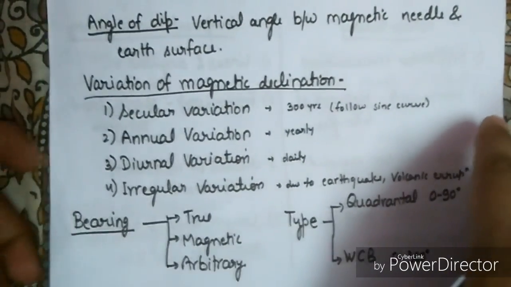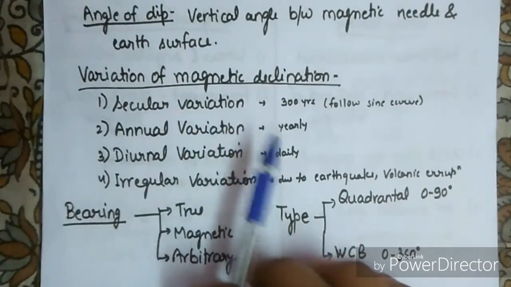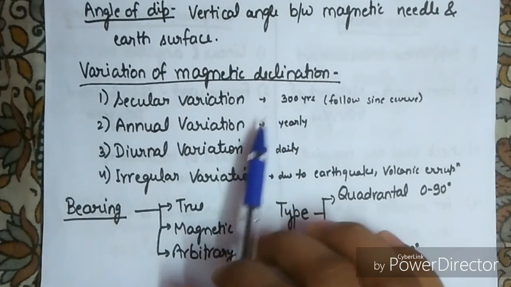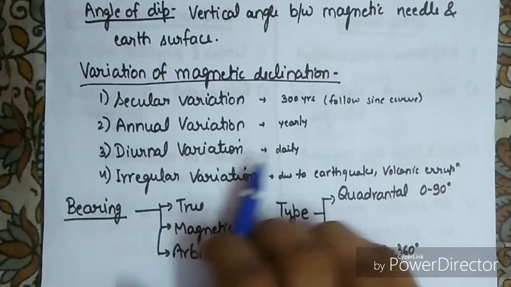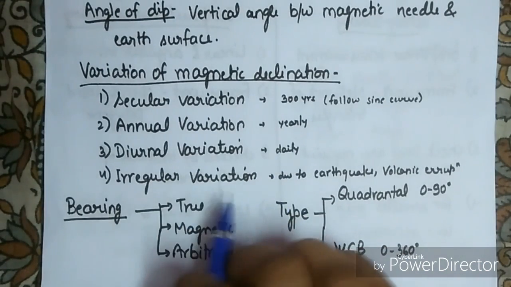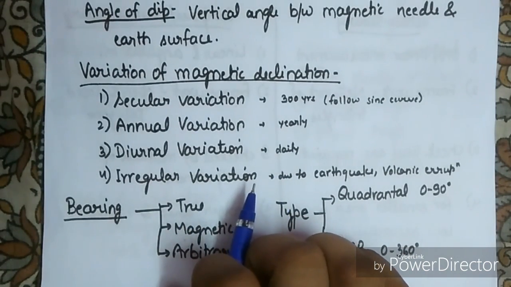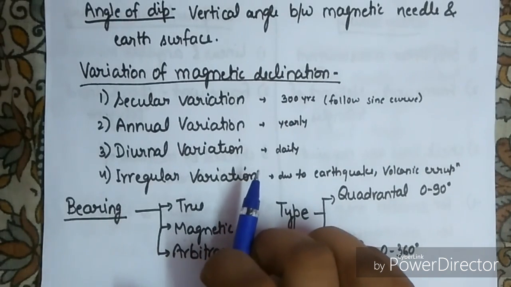Variation of magnetic declination: there are a few variations like secular variation, which follows a sine curve over around 300 years. Annual variation is the yearly variation. Diurnal is daily variation. Irregular variation is due to different types of catastrophic phenomena like earthquake, volcanic eruption, etc.